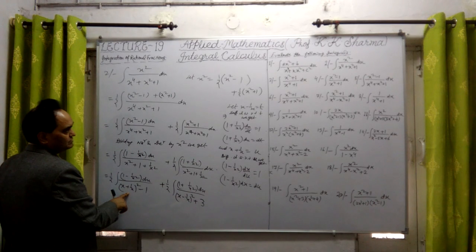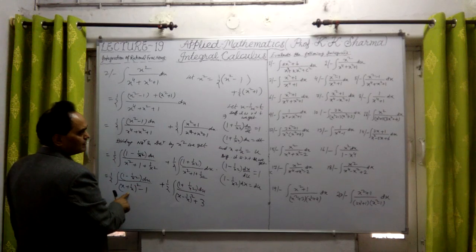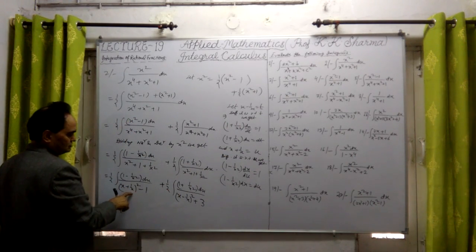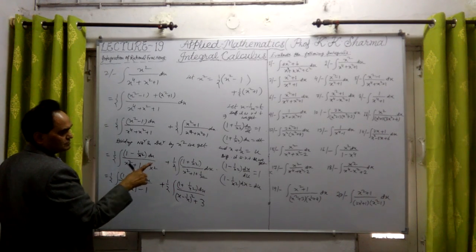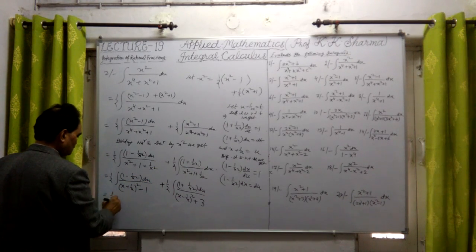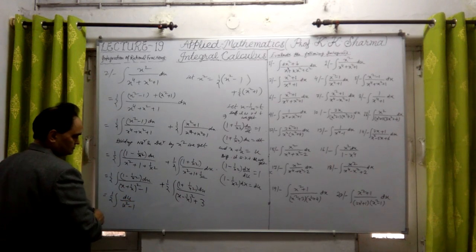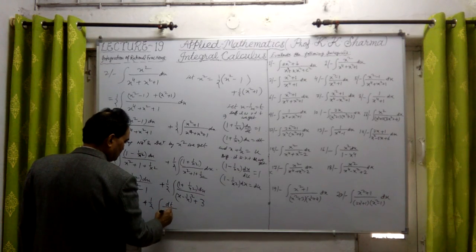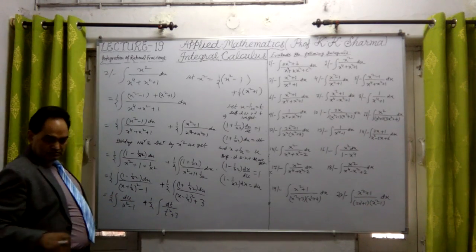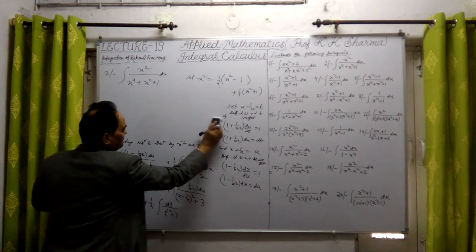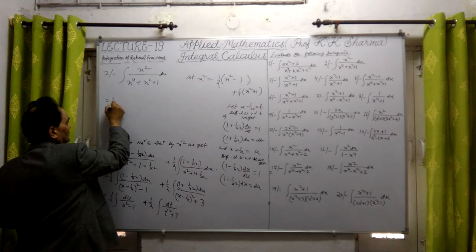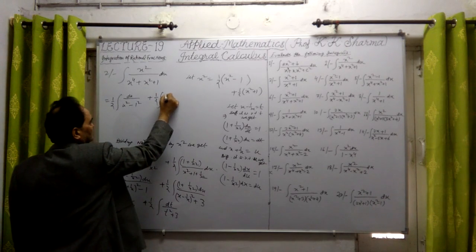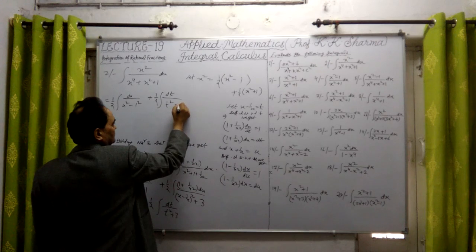X + 1/x we have assumed as u in the second case. So this is du equals (1 − 1/x²) dx, and the integral becomes 1/2 ∫ du/(u² − 1) plus 1/2 ∫ dt/(t² + 3). Let me further solve that. This is 1/2 ∫ du/(u² − 1²) plus 1/2 ∫ dt/(t² + (√3)²).